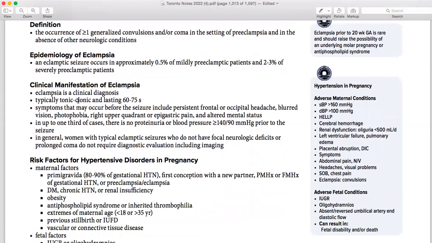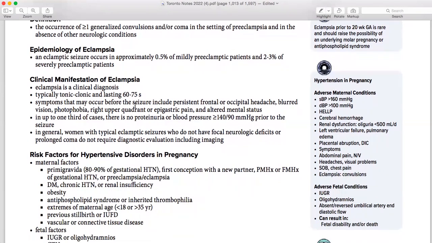Clinical manifestation of eclampsia: eclampsia is a clinical diagnosis, typically tonic-clonic, lasting for 60 to 75 seconds. So this is the whole clinical presentation of eclampsia, and everything is written here. Symptoms that may occur before the seizures include persistent frontal headaches and blurred vision, as I already told you. Any of these features could present, because any organ is getting damaged here. So it is basically blurred vision, headache, photophobia.